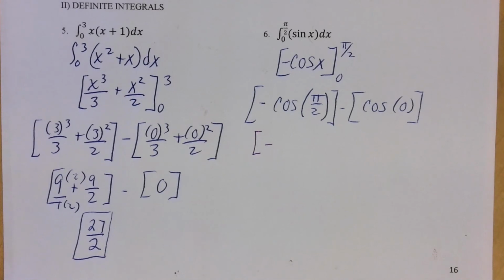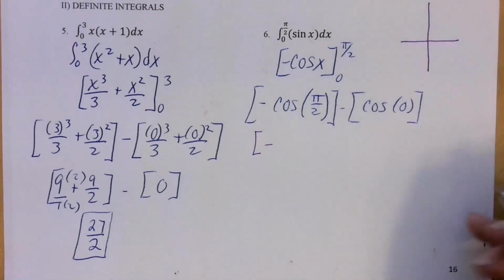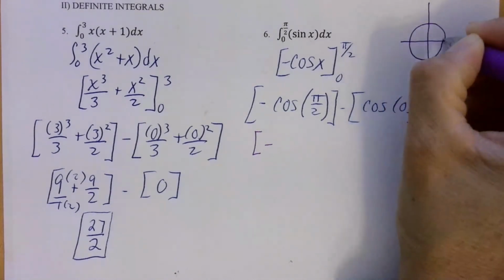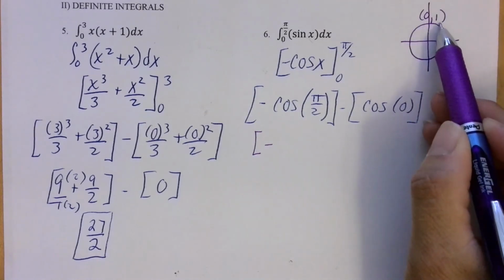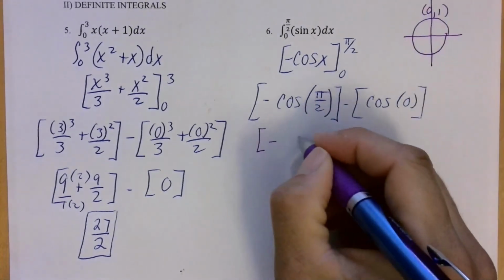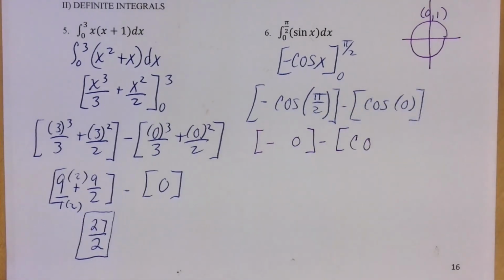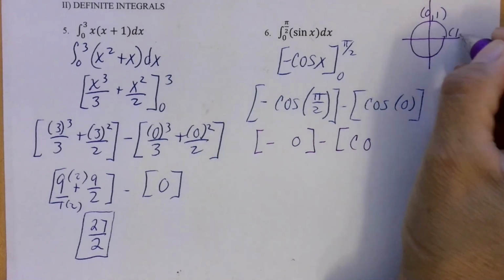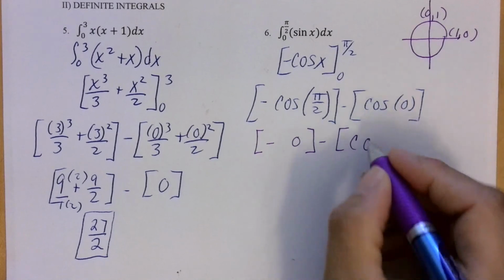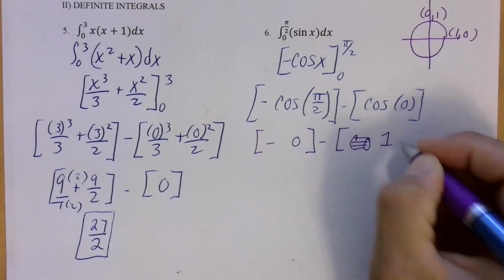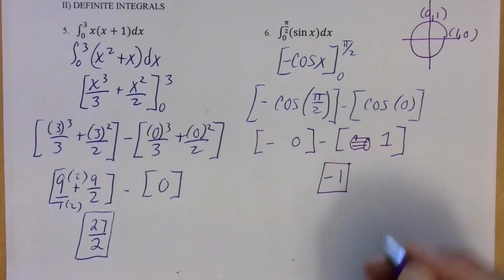All right, so you have a calculator at home, so you're welcome to use that, or you can just think about your unit circle. If we are up here at pi over 2, we're looking at the point 0, 1, and so cosine would be 0. And then for our second term, we've got cosine of 0, so that would be my point over here on the right at 1, 0, and my cosine value would be 1. This would be 1. So we have 0 minus 1 or negative 1.